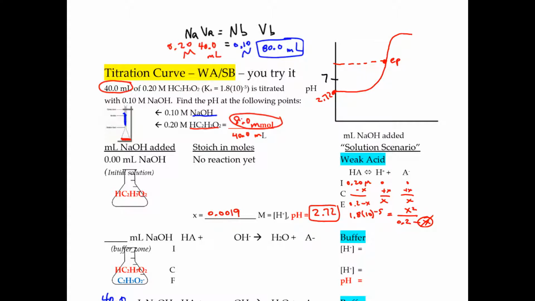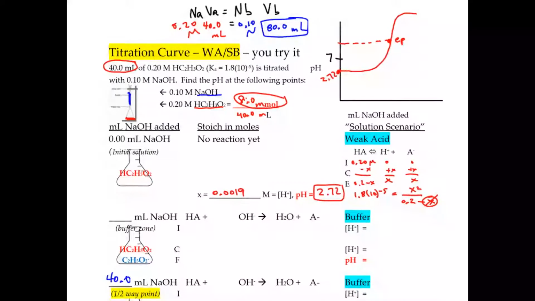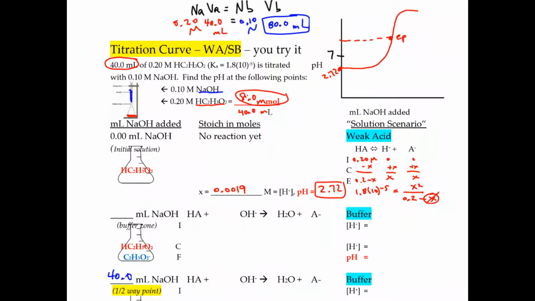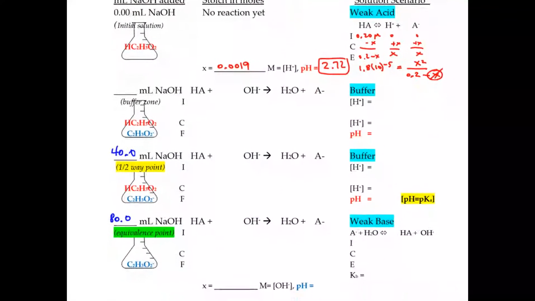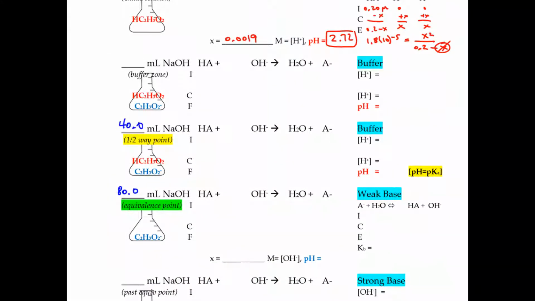Okay, let's skip down to the halfway point. The halfway point is when I've added exactly half of the amount necessary for the equivalence. So you could see that I found that 80 is going to be the equivalence point. Let me write that here just so you know. Equivalence point. And by the way, this would be an 80 right here. So then the halfway point would be at 40. And if you do the calculations for that, you're going to see what happens like we saw on the last page. I'm going to do my stoichiometry moles first.